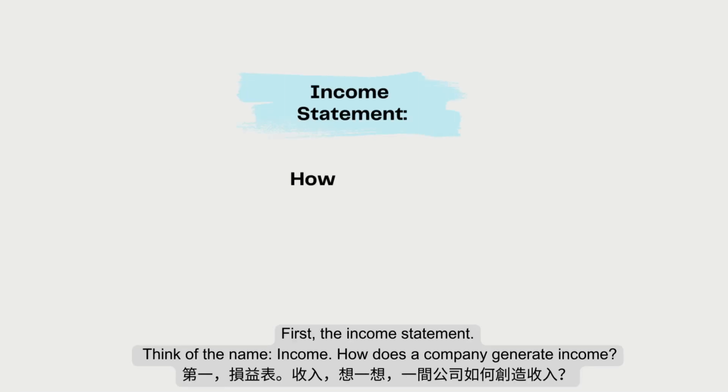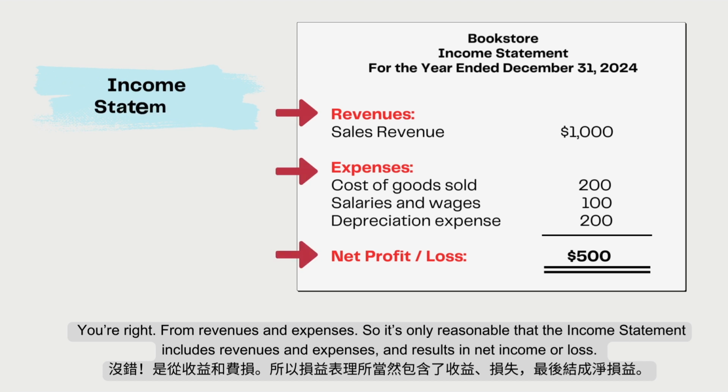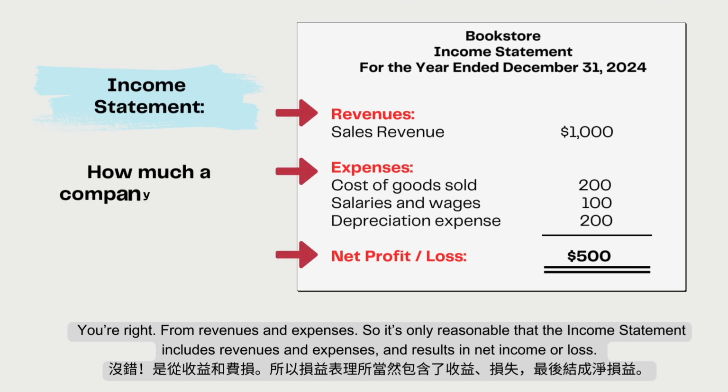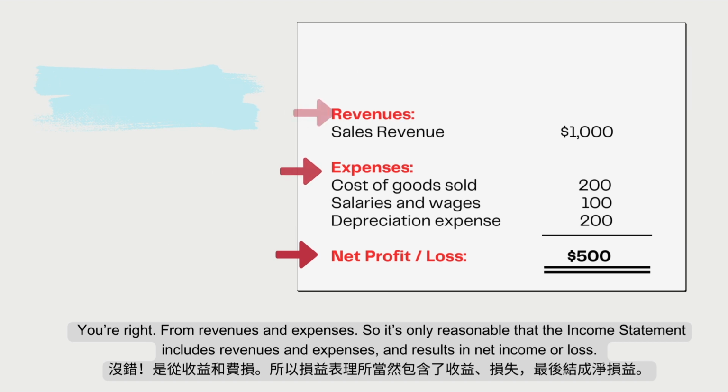First, the income statement. Think of the name income. How does a company generate income? You're right, from revenues and expenses. So it's only reasonable that the income statement includes revenues and expenses and results in net income or loss.